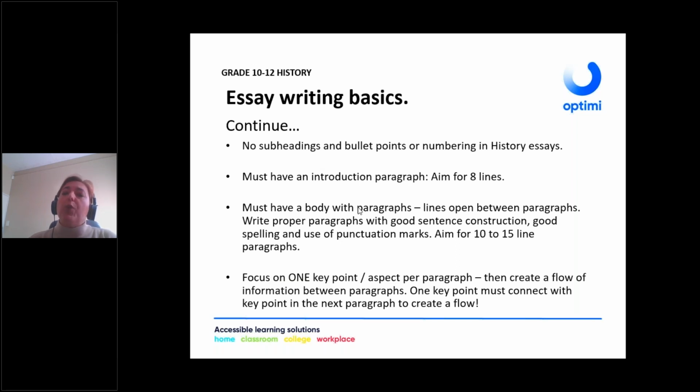Then your essay must have a body with paragraphs, and please remember that you need to leave lines open between paragraphs. Sometimes we still receive essays in grade 11 and 12 and there are no paragraphs. It's just one page fully written. And you are going to lose a lot of marks on presentation.